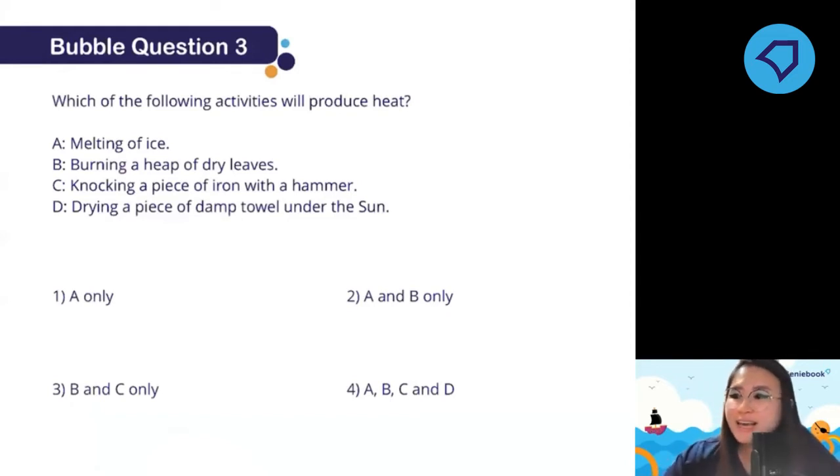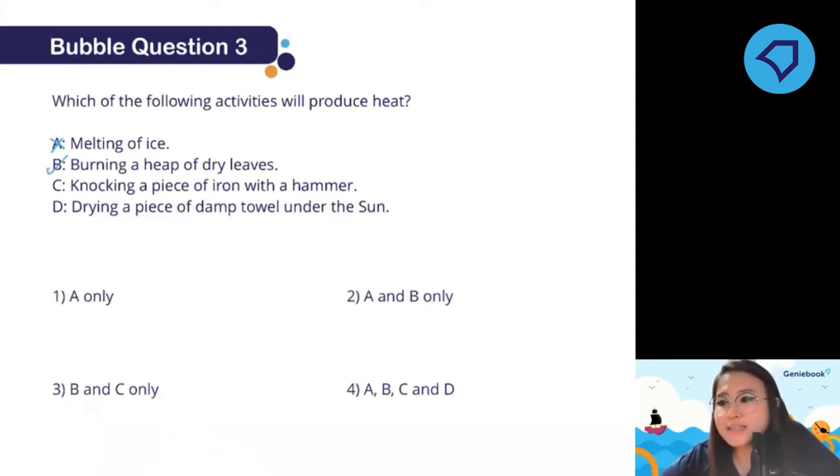Okay, let's see all the options. A, melting of ice. Does it produce heat? Melting of ice actually does not produce heat. So far, what have we learned about the production of heat? Where can we find sources of heat when we are looking at burning? So B would be a better example of sources of heat, burning a heap of dry leaves. This is very similar to burning wood. Wood is a kind of dead plant matter, and dry leaves are also dead plant matter. As you burn them, you are releasing heat into the surroundings.